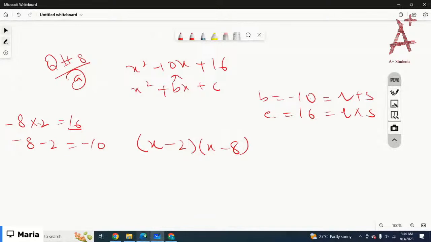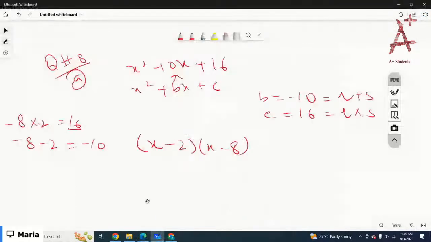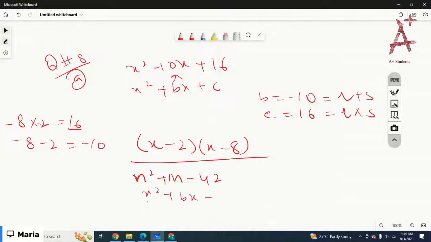Okay, the next one is n squared plus n minus 42. Compare it with x squared plus bx plus c: b equals 1 and c equals negative 42. You have to think of the two numbers that when added make 1 and when multiplied make negative 42. So what are the two numbers? Think of the factors of 42.